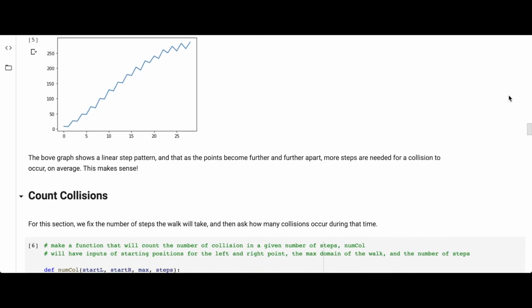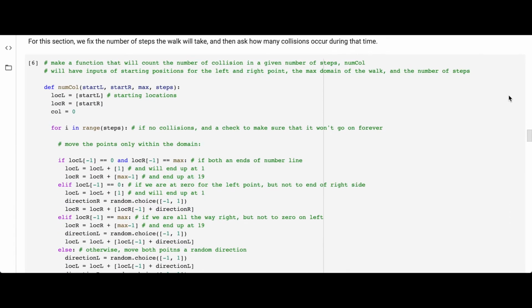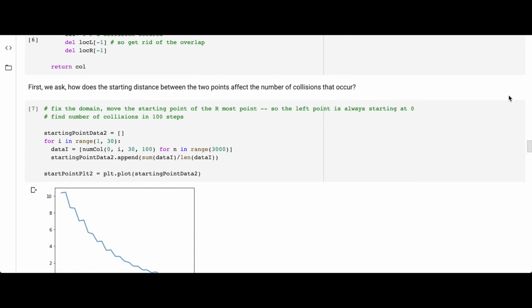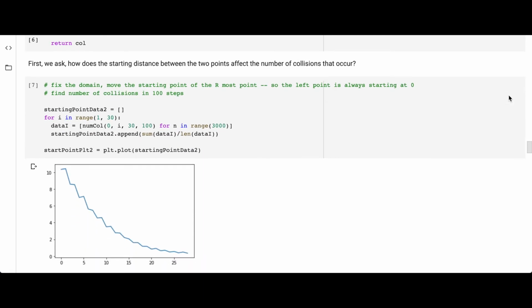For this next section, we fix the number of steps the walk will take, and then ask how many collisions occur during that time. We make a function that will count the number of collisions in a given number of steps, numCall. First, we ask how does the starting distance between the 2 points affect the number of collisions that occur? We see from the graph that when the starting points are further apart, there are fewer collisions, in a decreasing exponential pattern. Again, this makes sense, though it is perhaps unexpected that the pattern is a decreasing exponential. This could arise from the increasing time it takes for the points to initially collide.